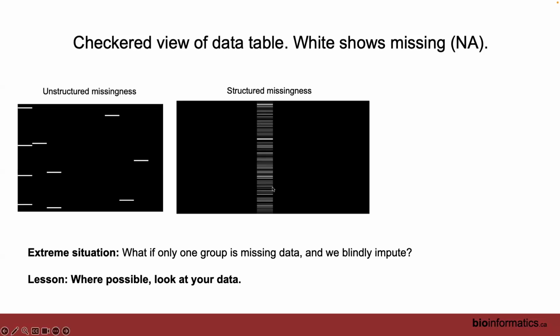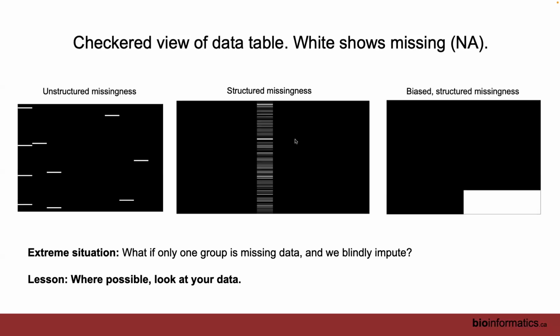This is called structured missingness. It's just a loose term. It just means that you've got greater than a certain amount of a column or a row or a chunk of your data set that's missing. This is an extreme example. This is biased structured missingness.